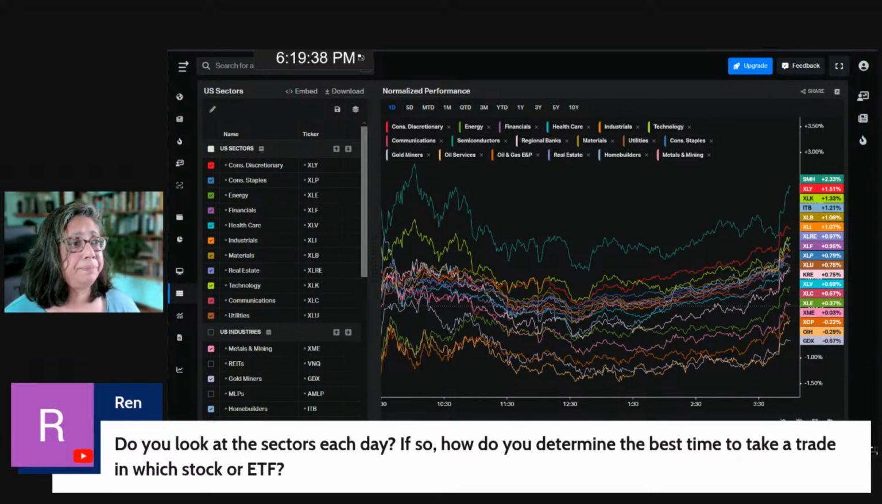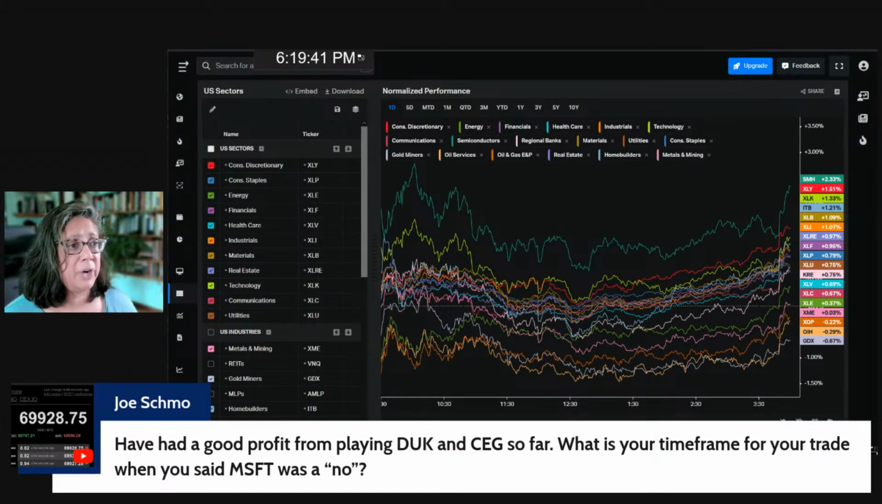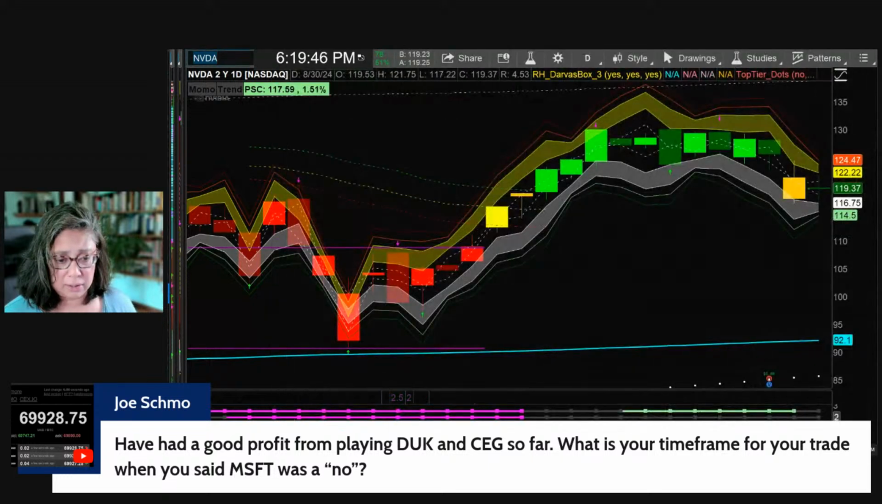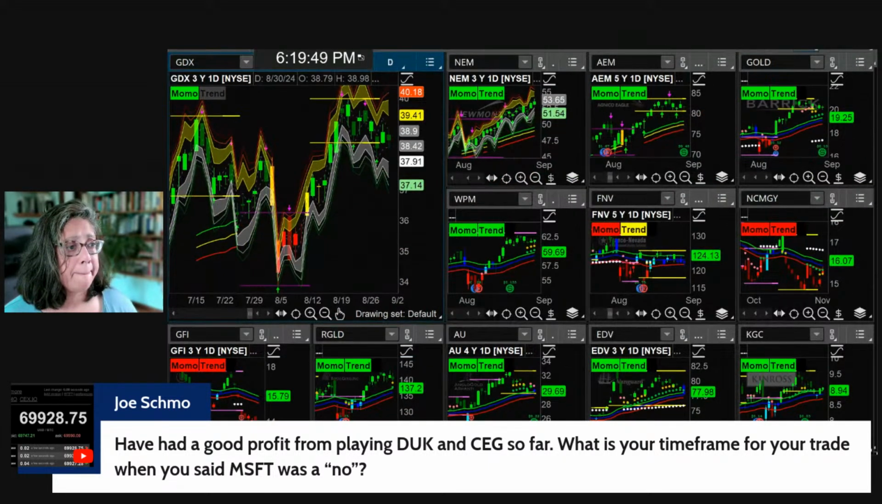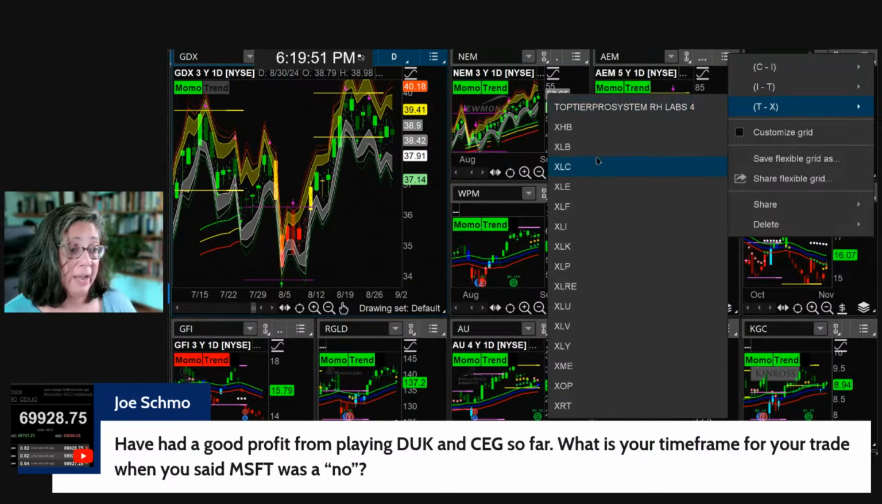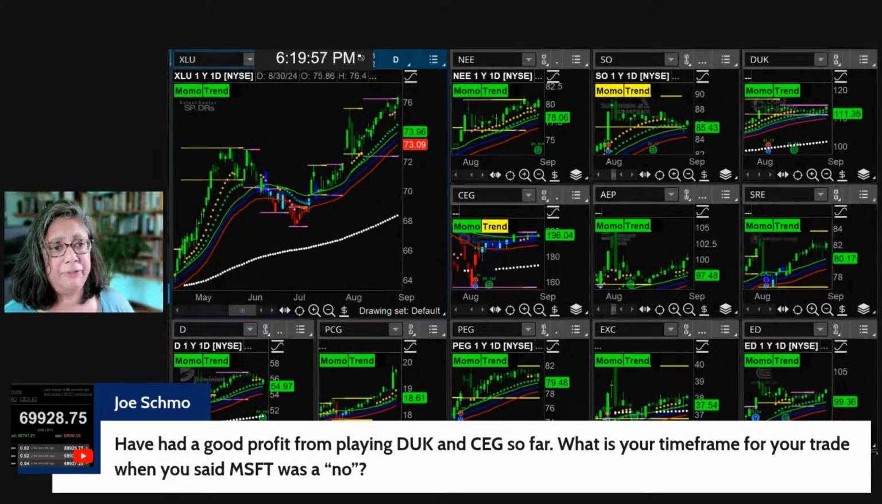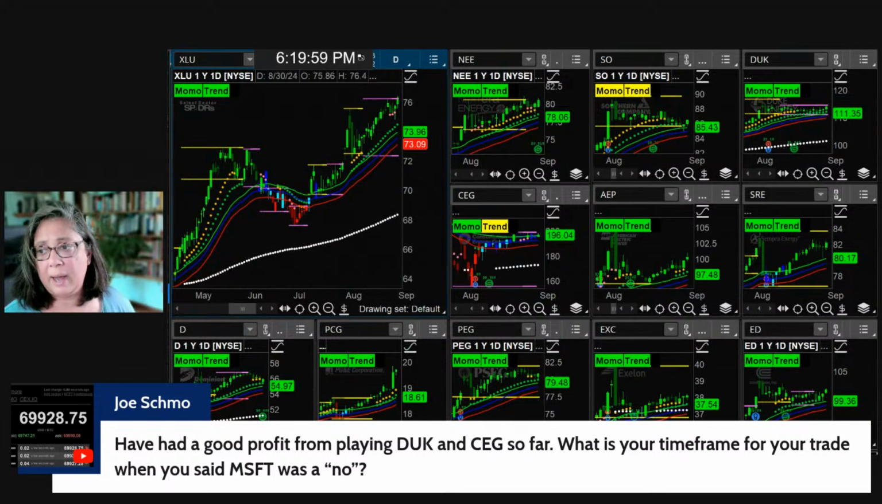I've had good profit from trading Duke and CEG so far. Okay, let's go back to utilities. The trick with utilities, and you probably saw this, Joe, is really simple. It's finding the stocks that have the liquidity in the option chain. When I'm thinking about follow through, NEE is going to be near the top of that list. Southern's going to be near the top of the list. Duke. So as long as there's liquidity, I would say focus on that.